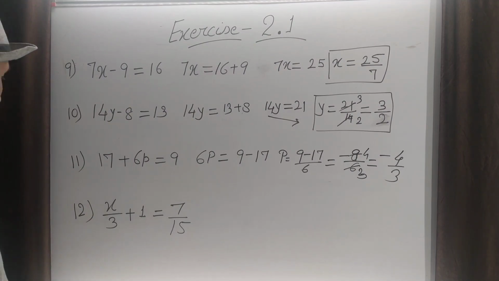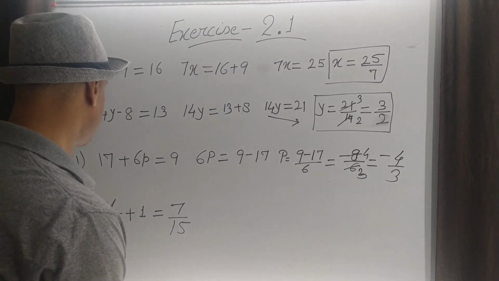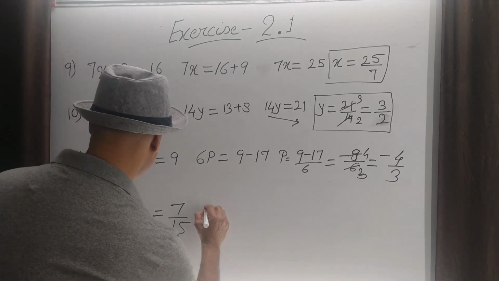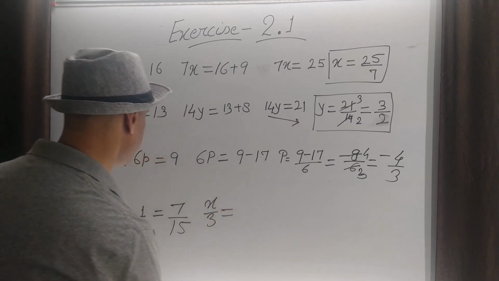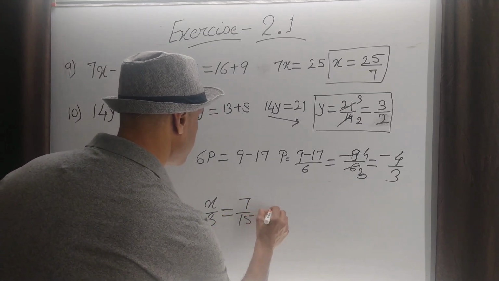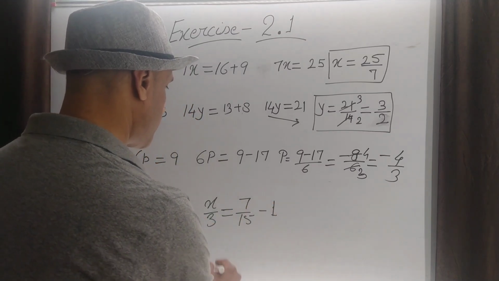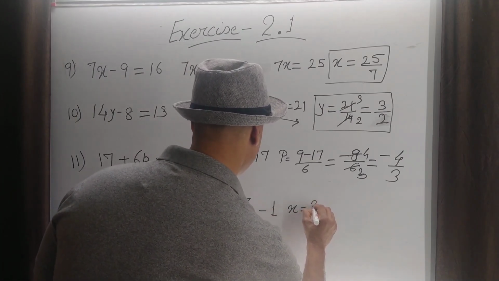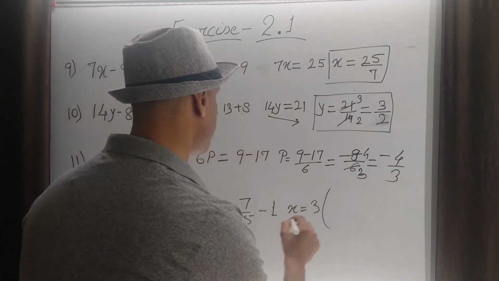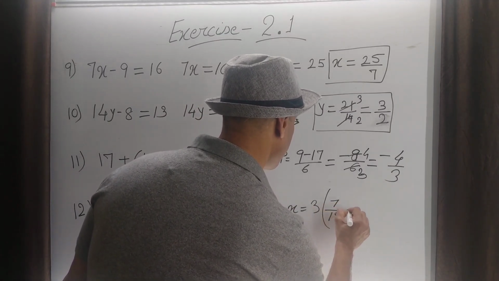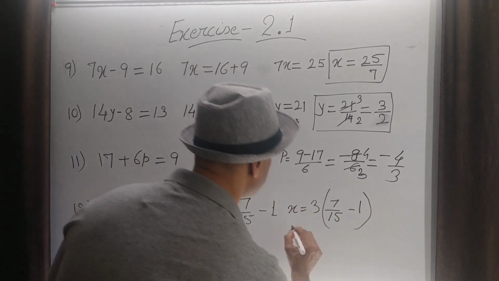Moving on to the last question. x by 3 plus 1 is equal to 7 by 15. So we can write this as x by 3 is equal to 7 by 15 minus 1. Okay, so x is equal to 3 multiplied by the bracket, 7 by 15 minus 1.